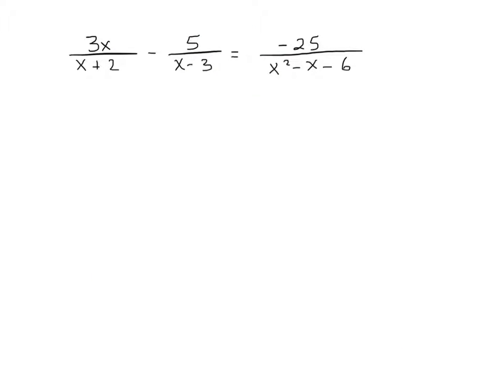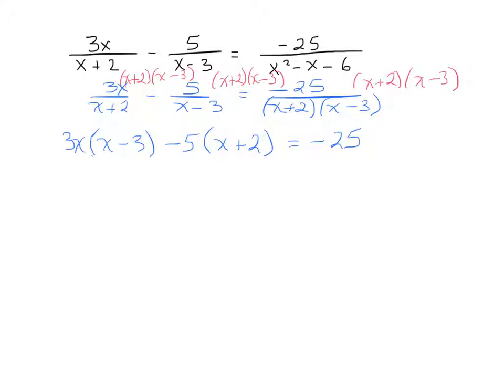You guys can also try this one. So far what I did was factored the denominator in the third term, found the common denominator, and then you multiply every term by the common denominator. So every term gets multiplied by x plus 2 times x minus 3. But what happens is the x plus 2 cancels out in the first one, so I get 3x times x minus 3. The x minus 3 cancels out in the next one, so I get minus 5 times x plus 2. And then they both cancel out in the last one, so it just stays as a negative 25.